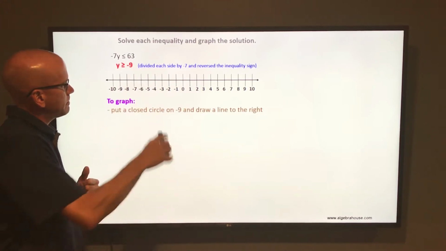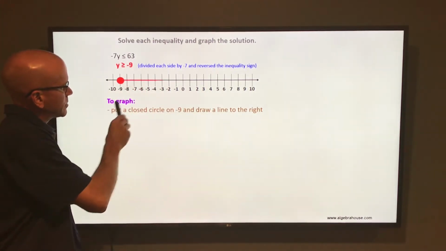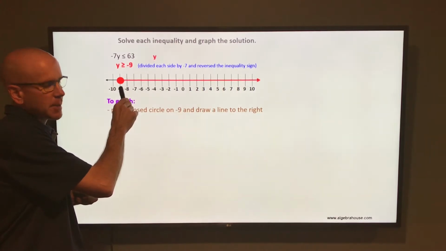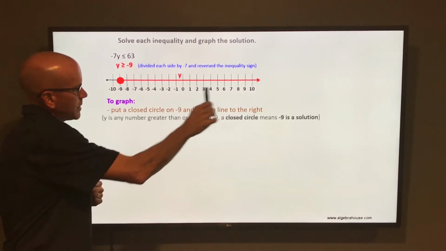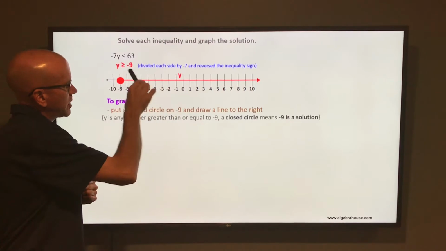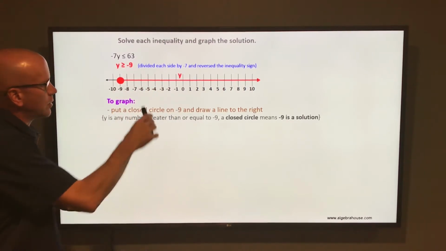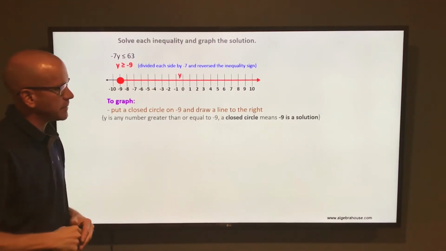To graph that, y does include negative 9, so we go with a closed circle on negative 9 this time. And the arrow goes to the right. y is anything greater than negative 9, but it could also be negative 9. So closed circle on negative 9, arrow goes to the right.